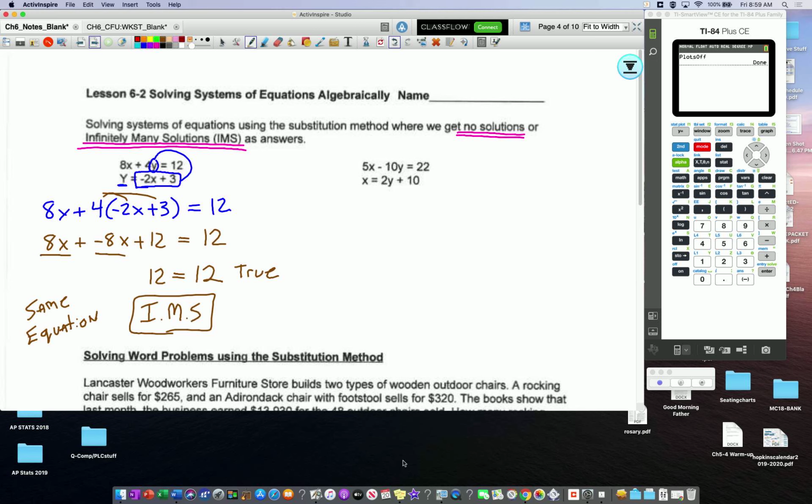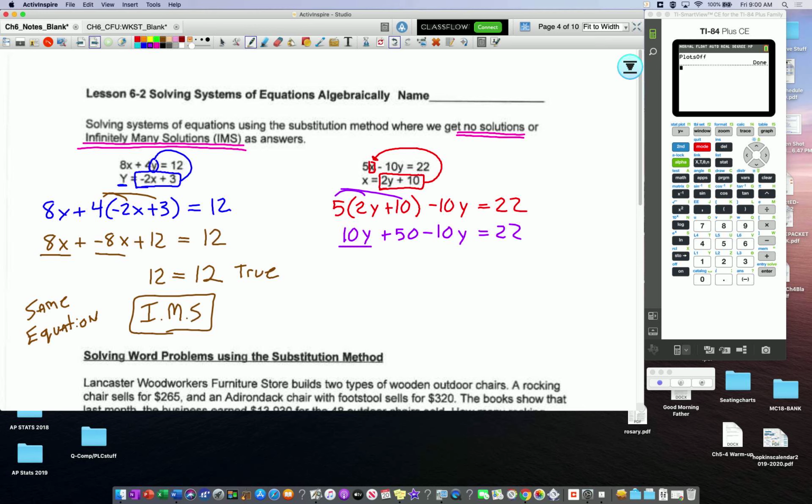All right, let's take a look at the second one. So in the second equation, at least x was all by itself. So what's nice here is I can go right to step 2 and plug in what x equals into the first equation. So I have 5, replace the x with 2y plus 10, and then I'll have minus 10y equals 22. So now step 3 says to solve it algebraically, or solve for y. So 10y plus 5 times 10 is 50 minus 10y equals 22.